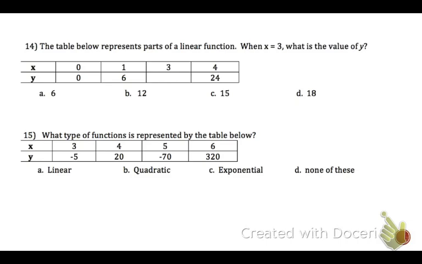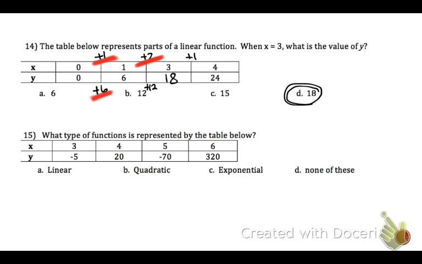Problem 14. The table below represents part of a linear function. When x is 3, what is the value of y? So this is linear, which means we're going at a constant rate. At the top here we add 1, add 2, add 1. Make sure that you notice that that was going on. At the bottom we added 6 right here. So for every 1 on the top, we're adding 6 on the bottom. So if we add 2 on the top, we're adding 12 on the bottom. 6 plus 12 is 18. So my answer is D, 18.